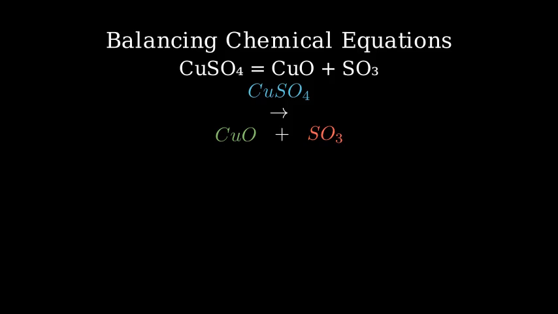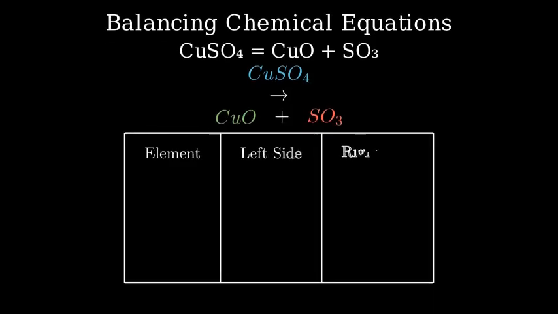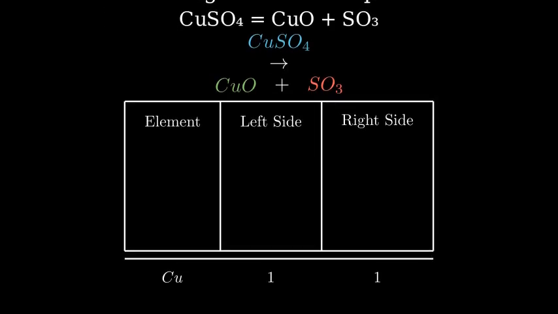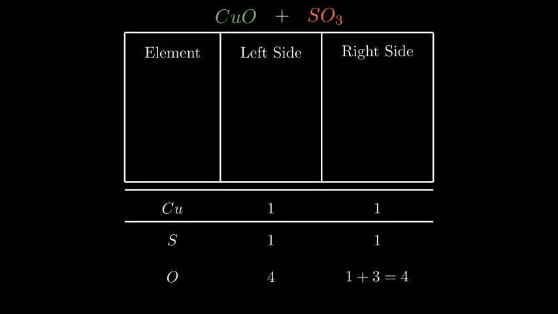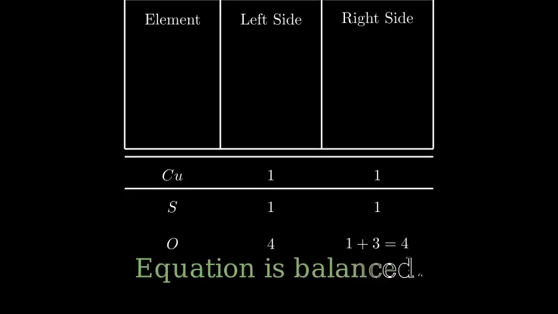Let's count the atoms of each element on both sides of the equation. For copper, we have one atom on the left and one atom on the right. For sulfur, we have one atom on the left and one atom on the right. For oxygen, we have four atoms on the left, but on the right we have one from CuO plus 3 from SO3, giving us four total. Since we have the same number of atoms of each element on both sides, our equation is already balanced.